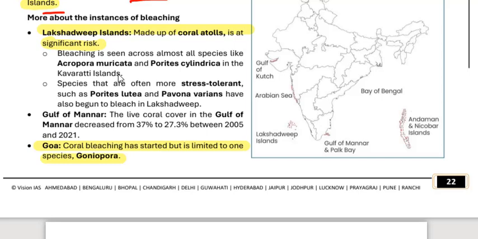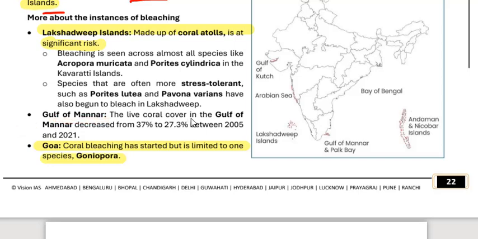First, bleaching is seen across almost all species, like Acropora muricata and Porites cylindrica in Kavaratti Island. Next, species that are often more stress tolerant, such as Porites lutea and Pavona varians, have also begun to bleach in Lakshadweep.